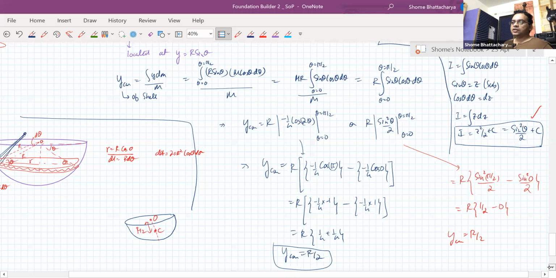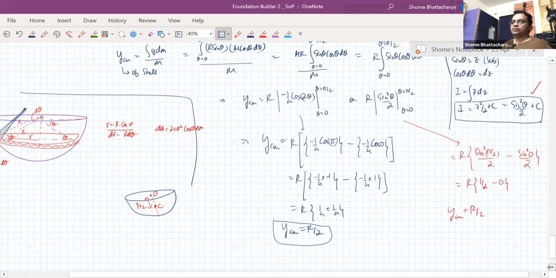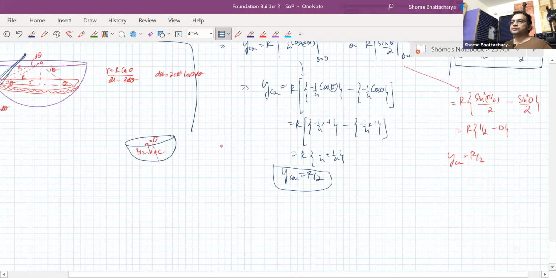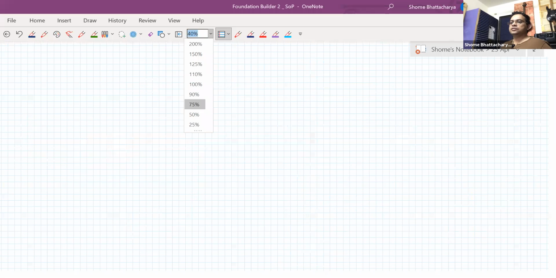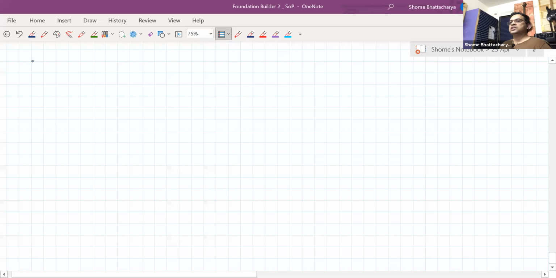So I was telling you last time that I'll give you a list of all the values of center of mass that you should remember. So let me give you that list before we end up today. So, standard formulae for center of mass.